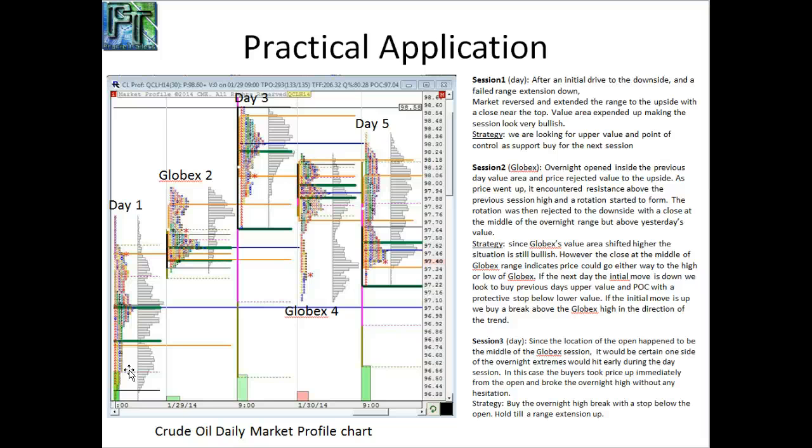As a result, when you have a failed range extension on one side, usually the market has a tendency to go and extend the range out of the initial balance to the opposite side. So when the range extension to the downside failed, we got a reversal, the market reversed, went on and extended the range to the upside, and we ended up closing near the very high of the day.